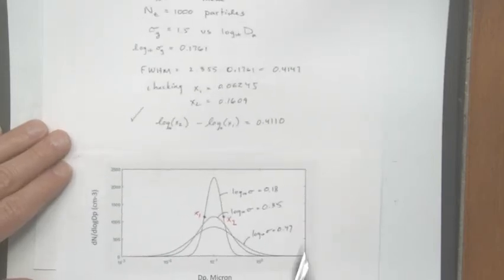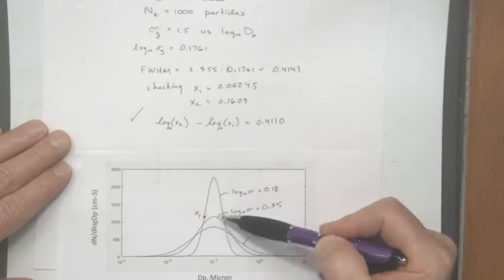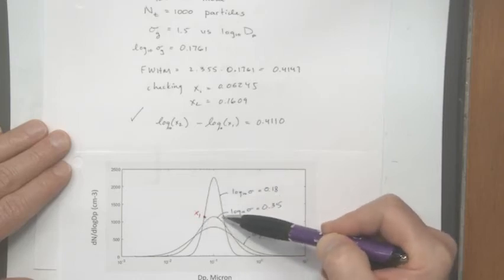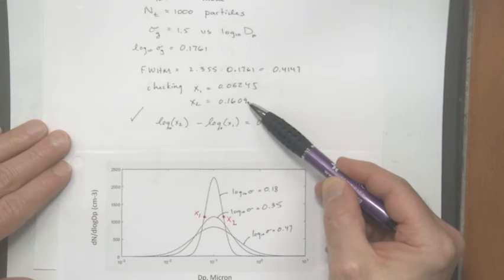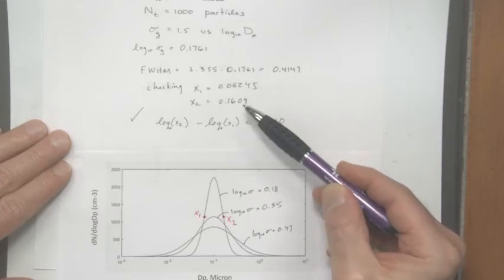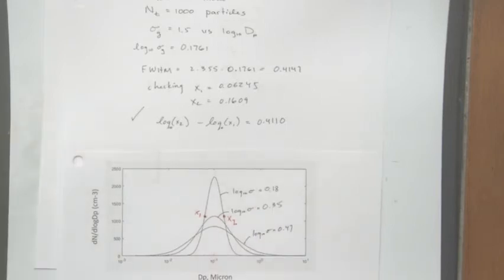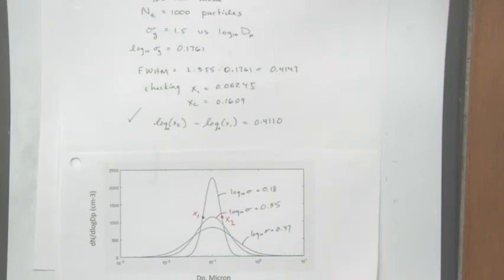Right? And then what we've done is we've marked, that's halfway up. There's x1 and x2. x1 is 0.06 microns. x2 is 0.169 microns. And the difference of their logarithms is 0.41, as expected from the formula. So how do you, you've got a distribution. You've got some data.